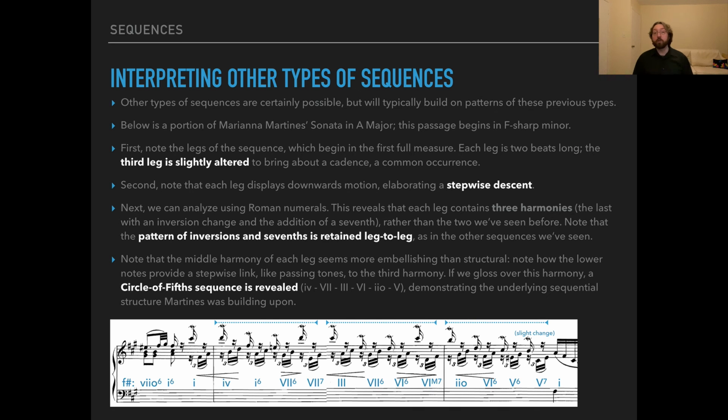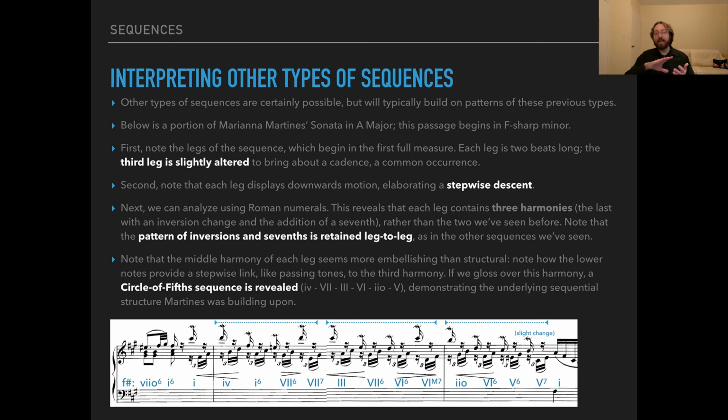Now, we can also note that the middle harmony of each leg seems more embellishing than structural. Note how the lower notes provide a stepwise link, like passing tones to the third harmony. So in the first leg, the lower notes, that B, D to A, C sharp to G sharp, B, that 1 6 chord acting like passing tones to the third chord.